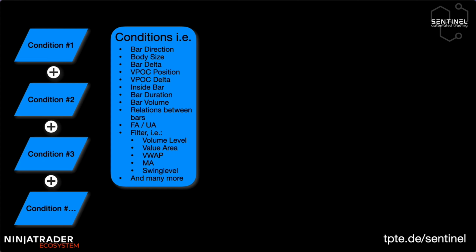If all the conditions are met, then a signal is generated. This means it is checked separately for long and short, also separately configurable, whether all conditions, as I have entered them, are fulfilled. For example, I have the condition bullish bar with a minimum body size of 20 ticks and a positive VPOC delta. If this is fulfilled, then my signal is generated.